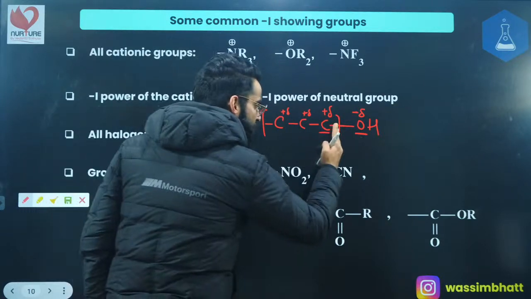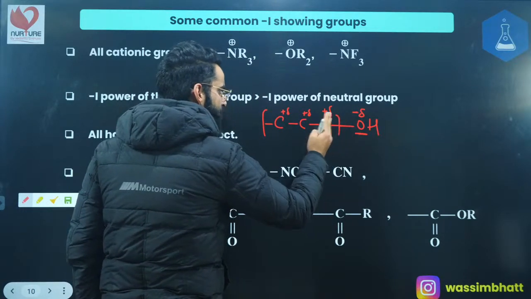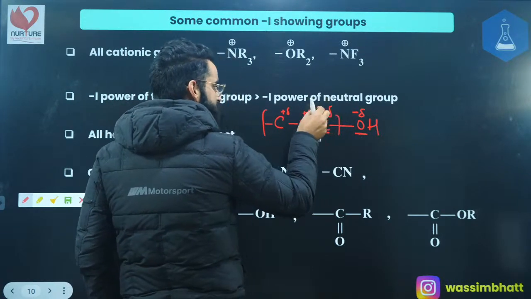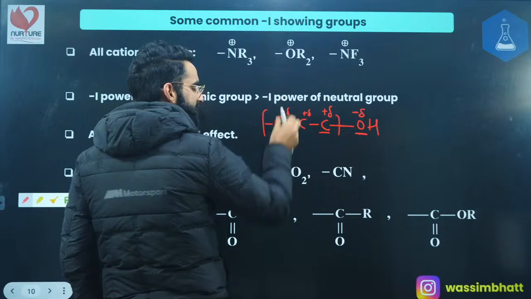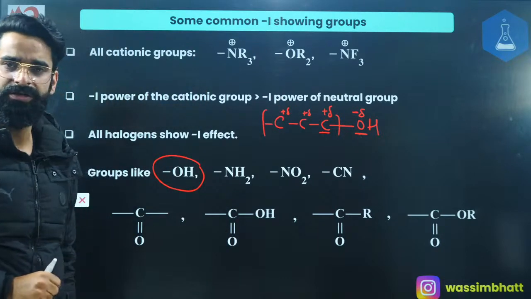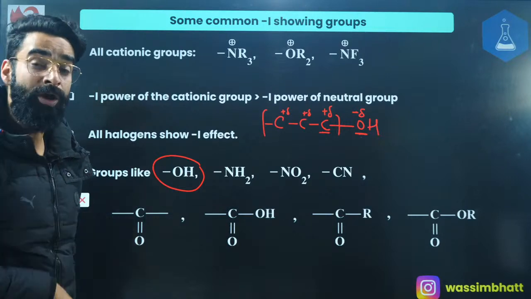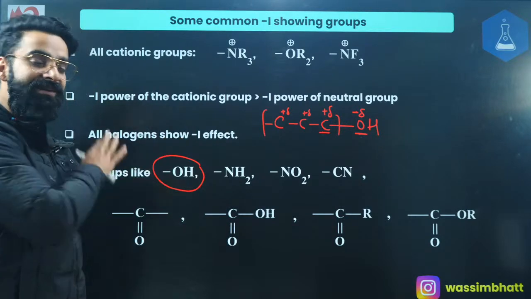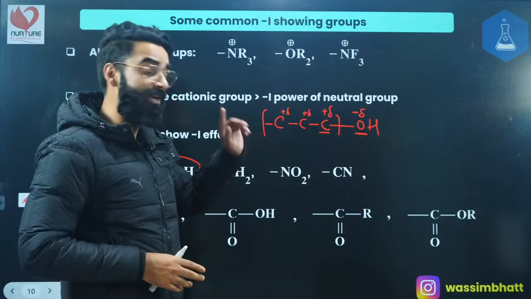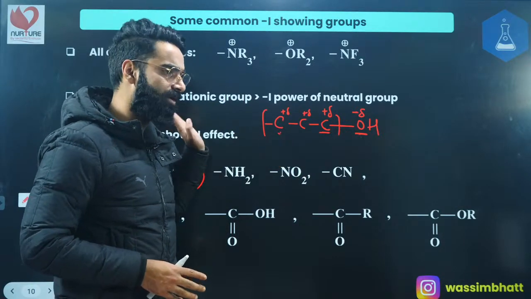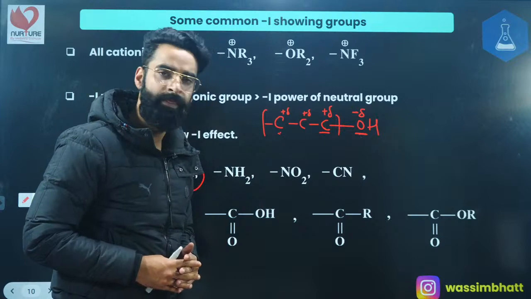And as you move far from this oxygen, as you move far from this group, the intensity of the positive charge on the carbon decreases, right? That's why we do not take the inductive effect after the third carbon. We take this inductive effect till the third carbon. After this, we do not consider this effect, right?